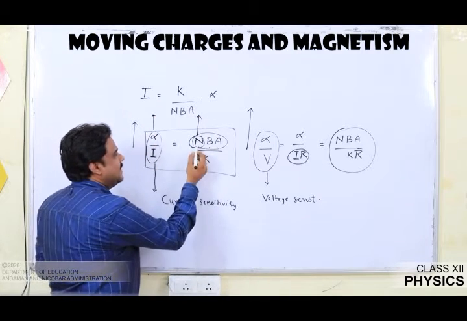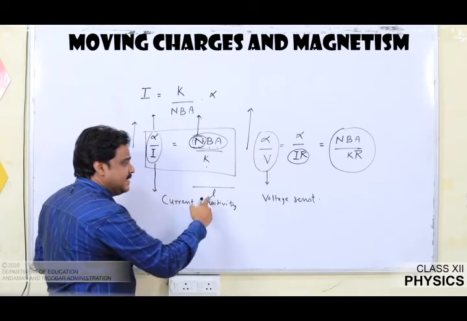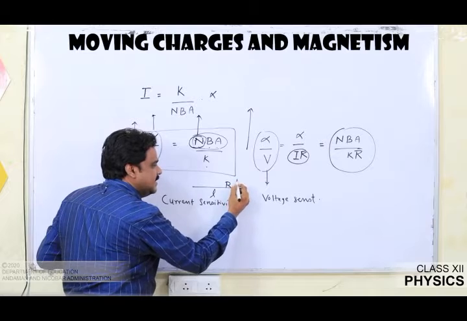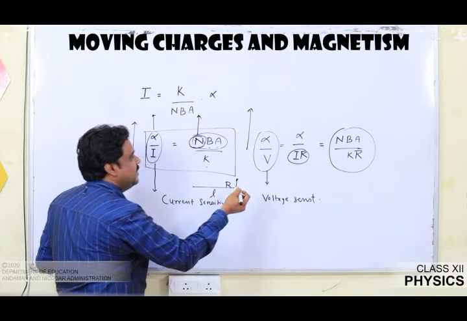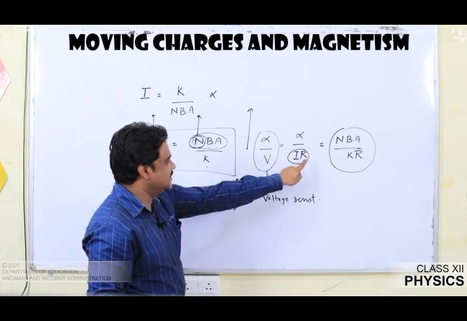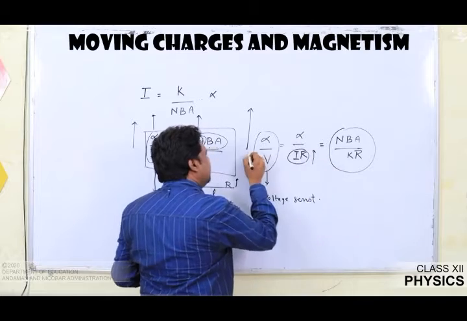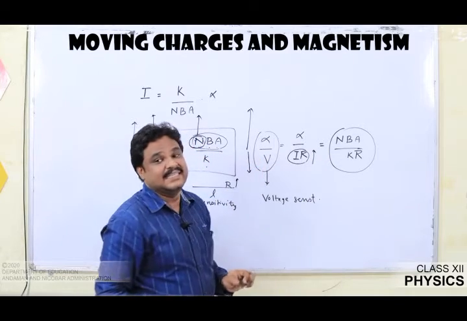But you know, when the number of turns increases, obviously the length will increase. When the length increases, the resistance will increase. If the resistance increases, surely you are able to see what happens. Alpha by V will decrease because resistance is inversely related. So you are able to see if the resistance increases, the voltage sensitivity will decrease.